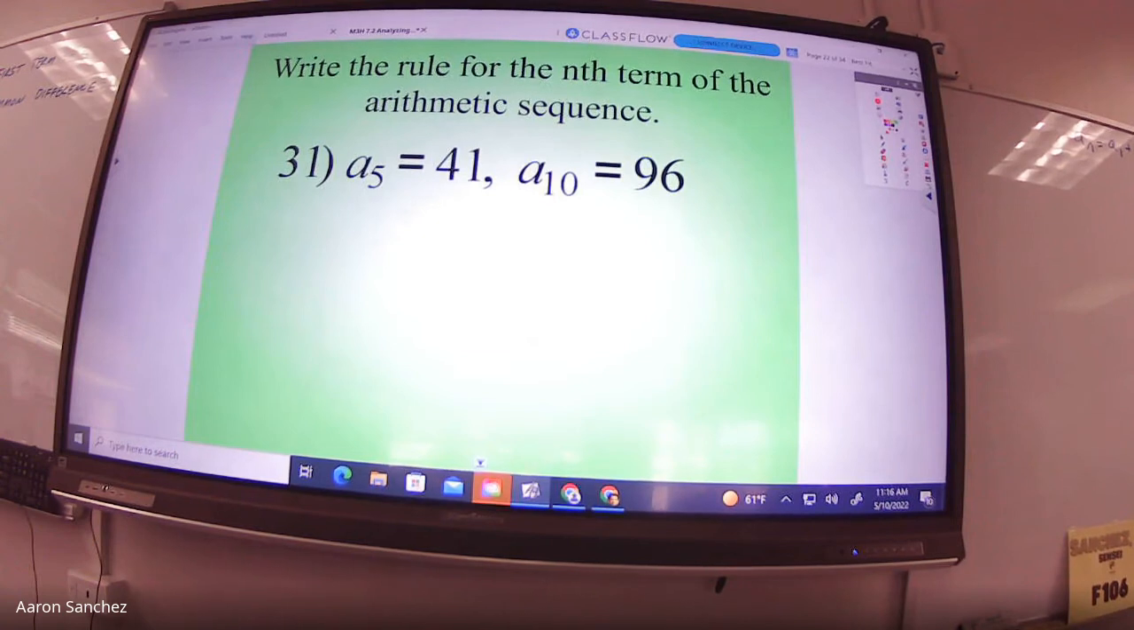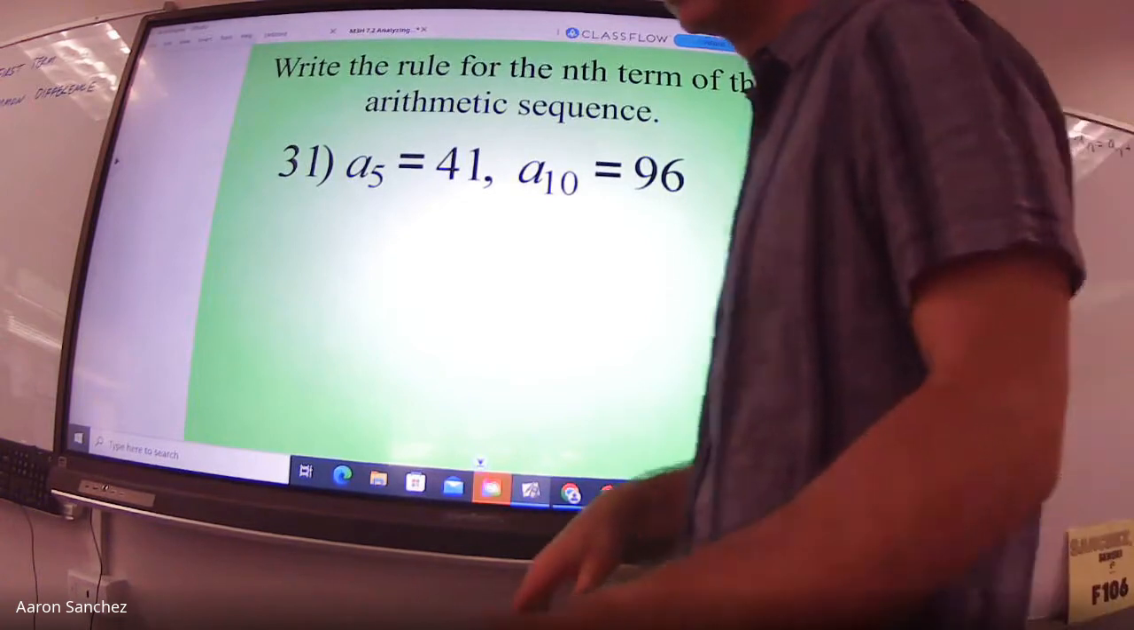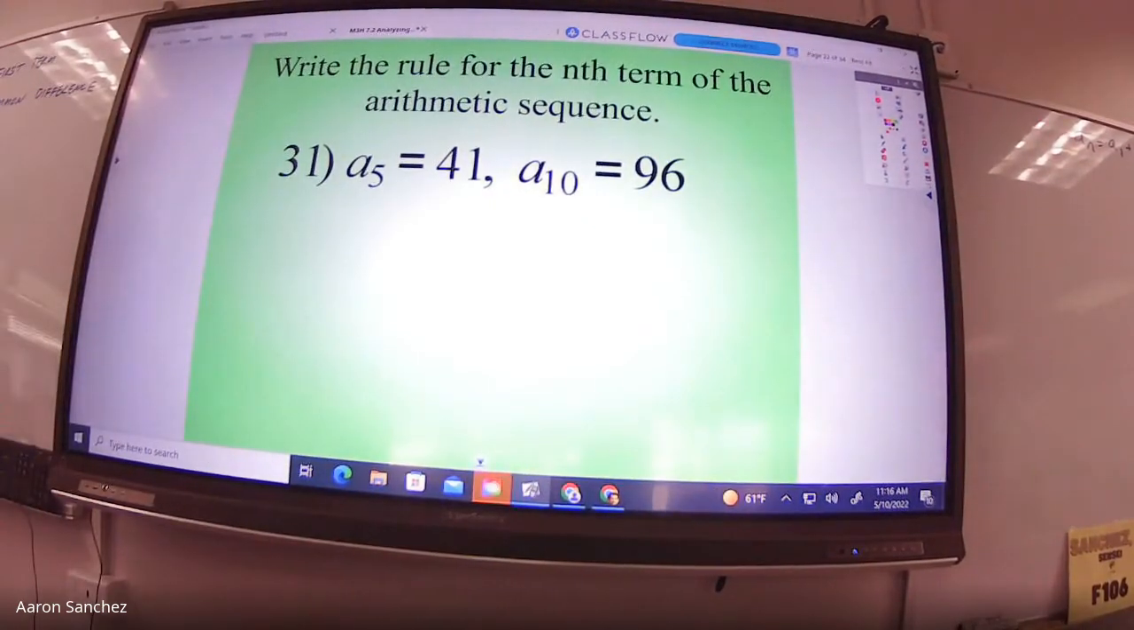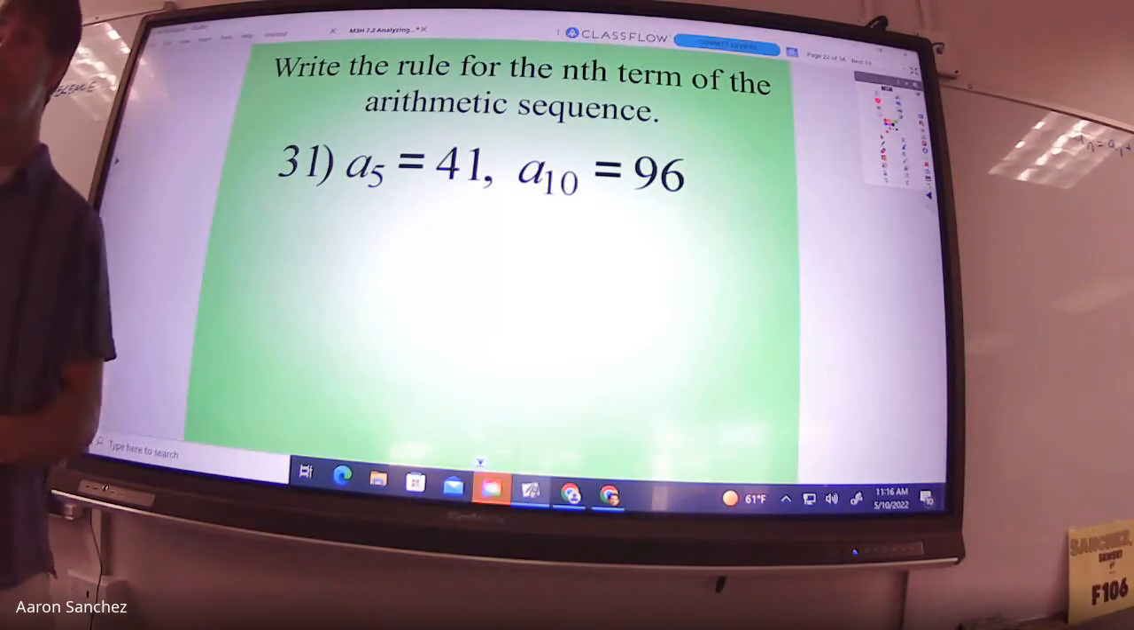Do you guys remember the system of equations elimination method? I taught it to you. Do you guys remember anything in this class? We probably just need a refresher. So I'm going to give you a refresher.